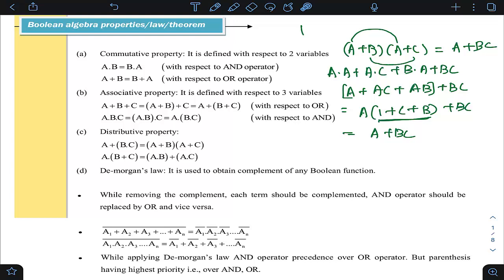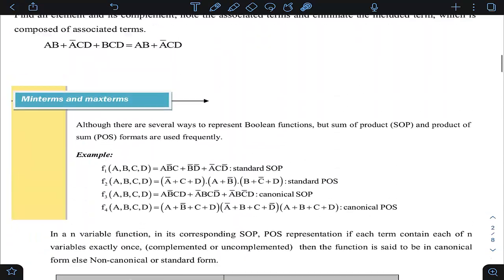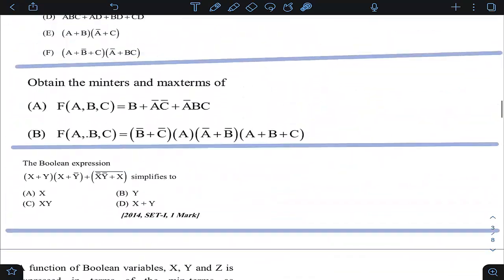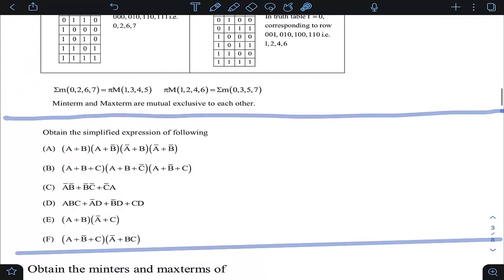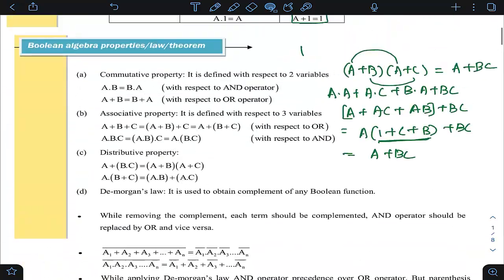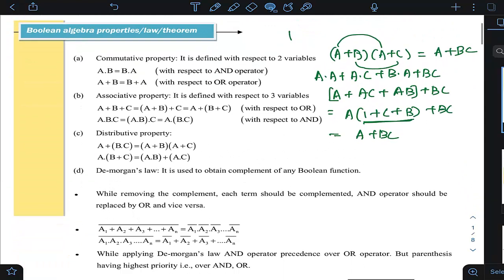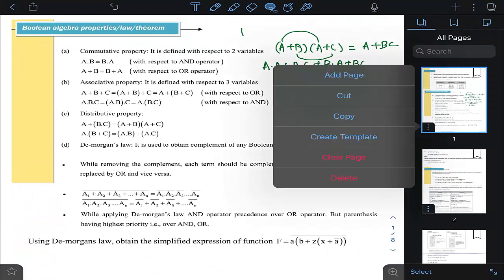Okay, students. So let me show you how to make use of this in certain cases. For that, let me solve these questions. So this one let us solve. If you observe, these two questions I want to solve now. Let me take a fresh page, and the question is: obtain the simplified expression of this. So let me take it.